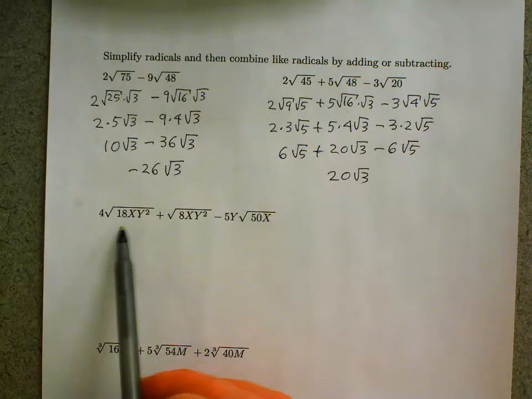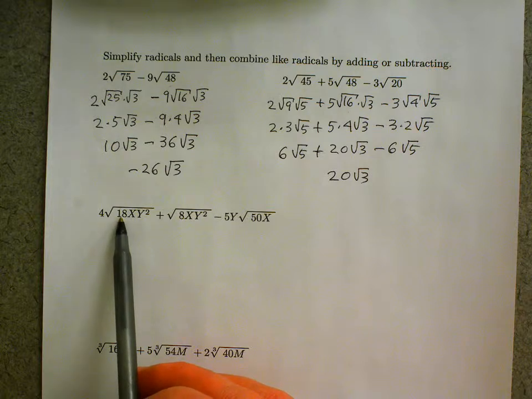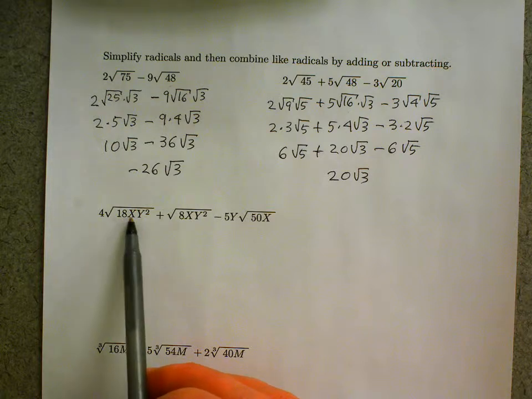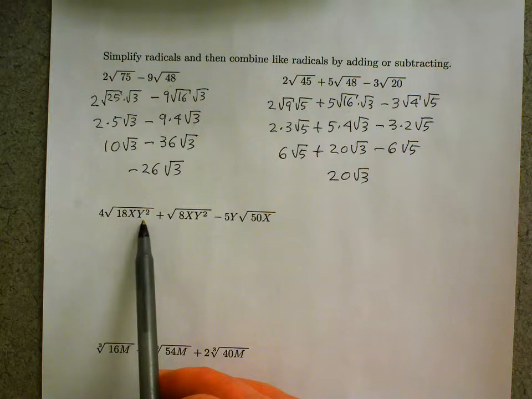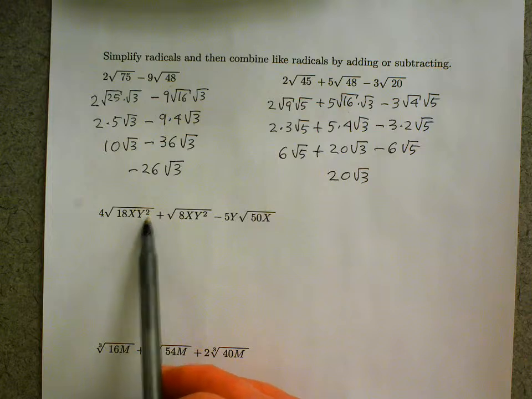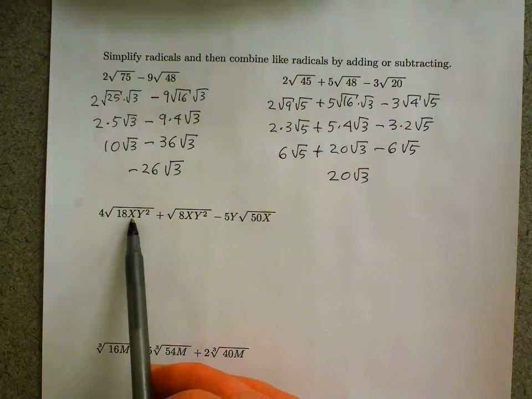So we start with the one on the left. Inside the square root, we have 18xy to the second. The largest factor of 18 that's a perfect square is 9. 9 times 2 is 18. Y squared is a perfect square because the exponent is even. And x will have to stay behind inside the square root.